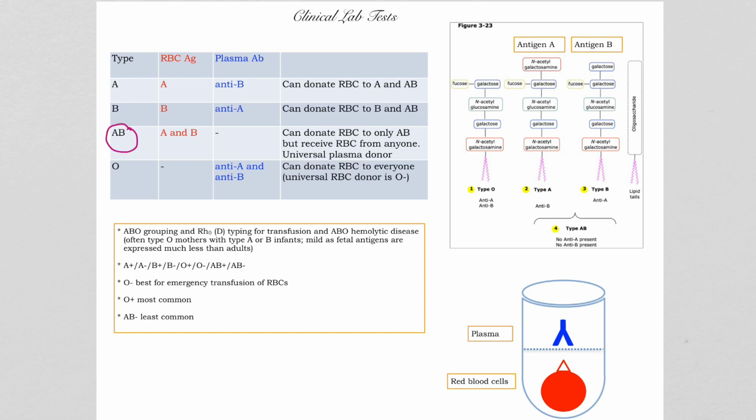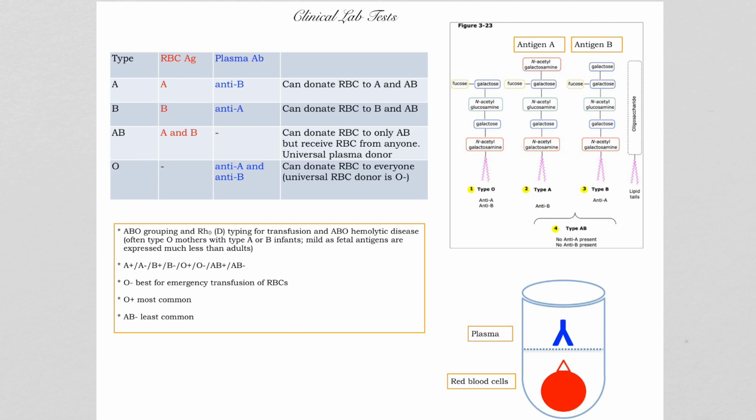People with type AB will have both the A antigen and the B antigen on their surface, so their plasma should not have any antibodies that react with antigen A or antigen B. On the other hand, people with type O will not have any A or B antigens on the surface, but that means they will have antibodies against A and antibodies against B. So that will be type O.